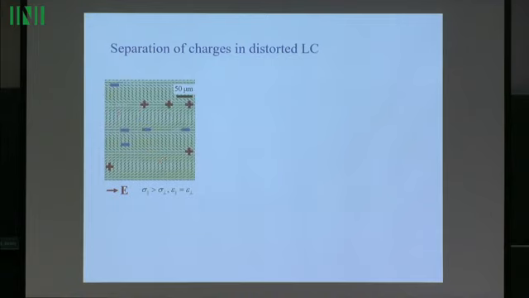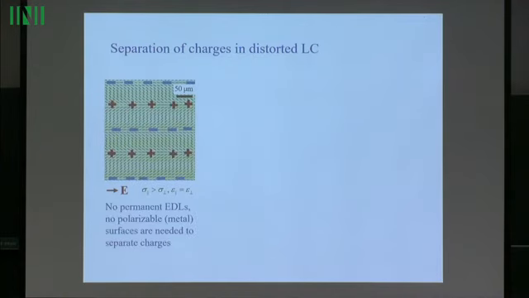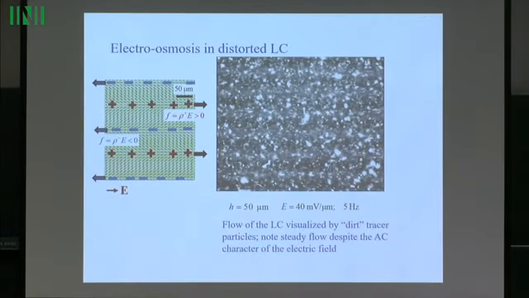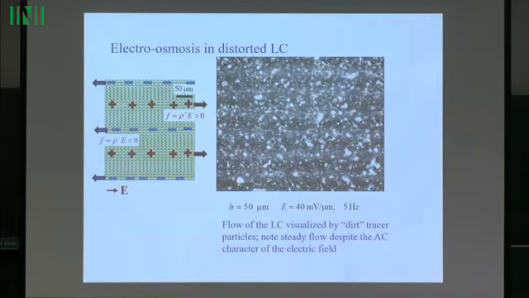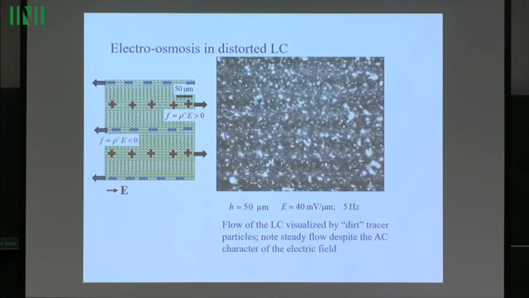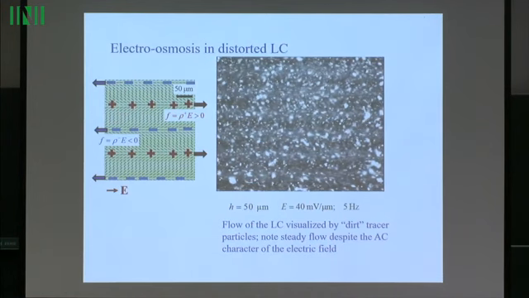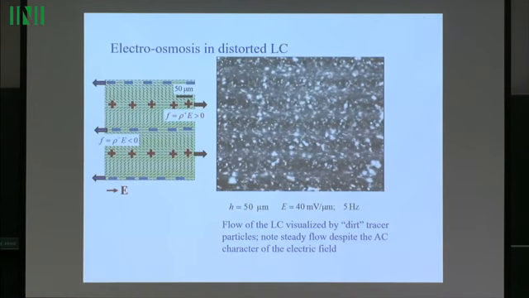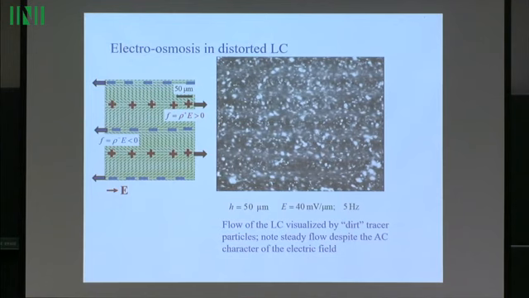And so if I think a little bit longer, I would realize that this pattern separates the charges into lanes, and I do not need any interfaces for this to happen. And of course, since the electric field is still there, there will be a force that drags the ions to the right and to the left. And if I now have a liquid crystal placed in such a cell, and I add fluorescent particles, then I clearly see that this simple pattern creates the electroosmotic flows.